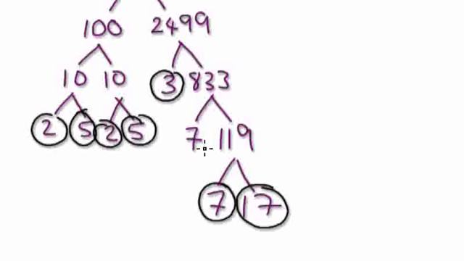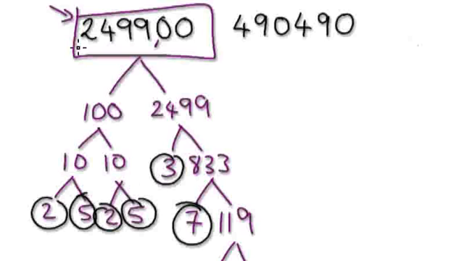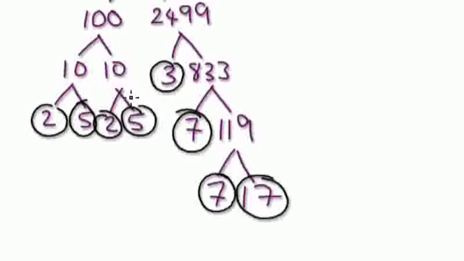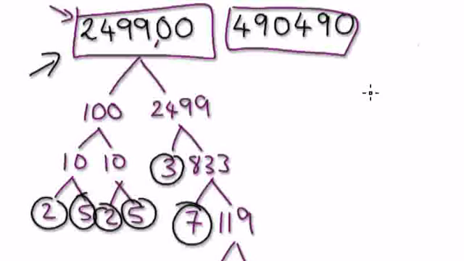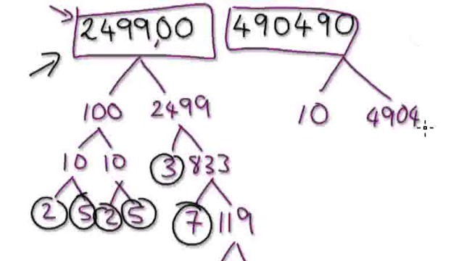Okay, so this number here, we've broken up into a product of primes. All these are primes. Now let's try and do the same for this number here. I know it would divide by 10, so let's try and break it up as a 10 and 49049. The 10 we can break up as a 2 and a 5.